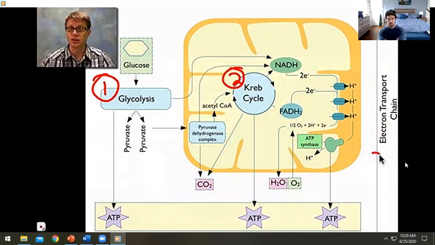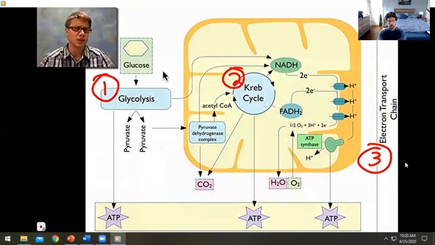And then the third one is going to be the electron transport chain. And so the first one, and I love this diagram here because it's putting glycolysis outside the mitochondria. And so this is going to take place outside the mitochondria. Where would that be? Well, that would be in the cytoplasm of a cell inside your body, or it would be right outside of bacteria.